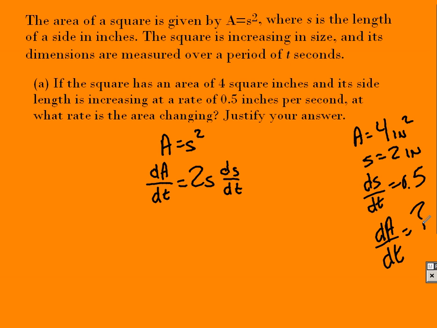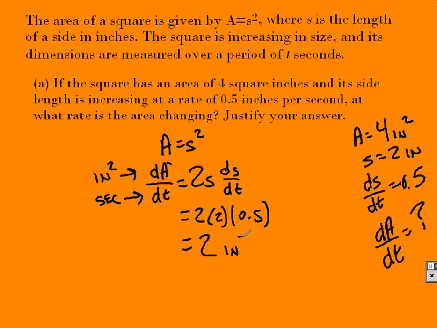So to do that, just plug in 2 times the side length, 2 times ds dt, which is 0.5, which means that I get 2 for this. Now, for units, we look just based off this: area up top, which is in inches squared, and time, which we've been saying is seconds. So my unit is 2 inches squared per second.